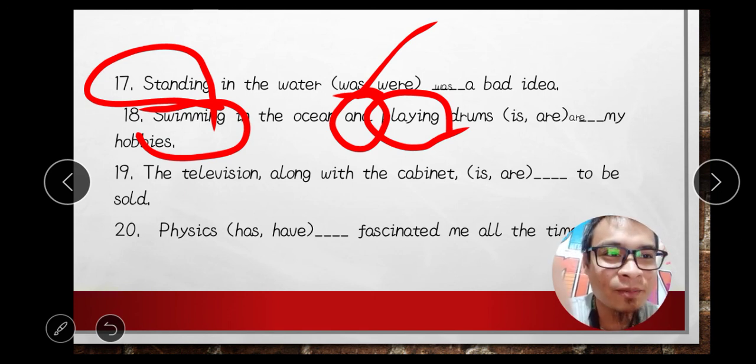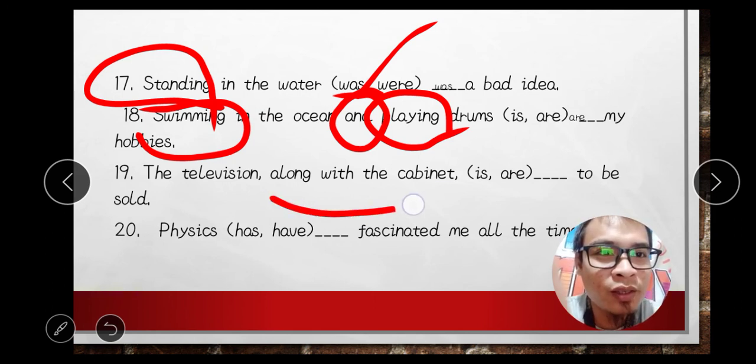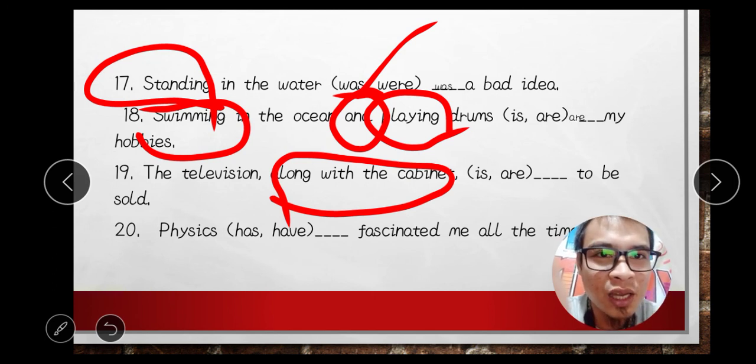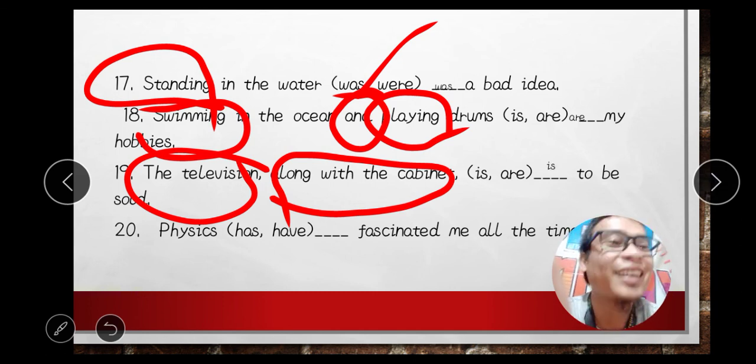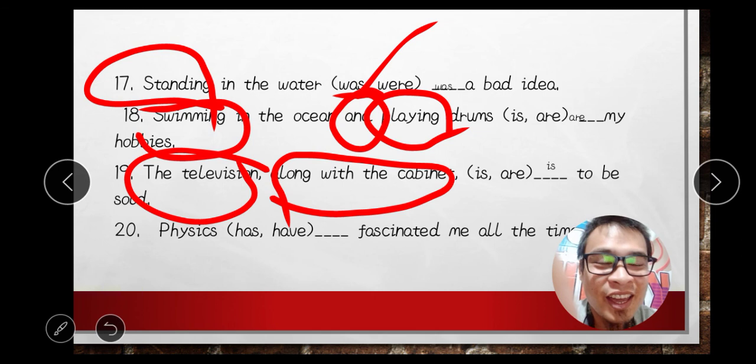Number 19, the television. We go back to the previous rule. Along with these intervening words or intervening phrase does not affect the real subject of the sentence. The real subject of the sentence in here is the student, singular, which needs also a singular verb. S. And number 20, and I think this is the last number, physics.